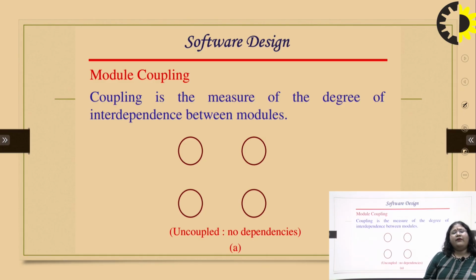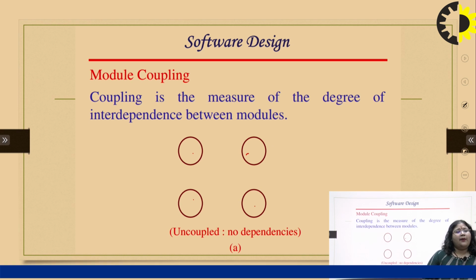In this diagram we show 4 modules A, B, C, D. These 4 modules are completely uncoupled. So that means the degree of dependency is completely 0 in these modules. We always recommend that if the program has low coupling and high cohesion, that program gives better results. So this is 0 coupling. This diagram shows 0 coupling.